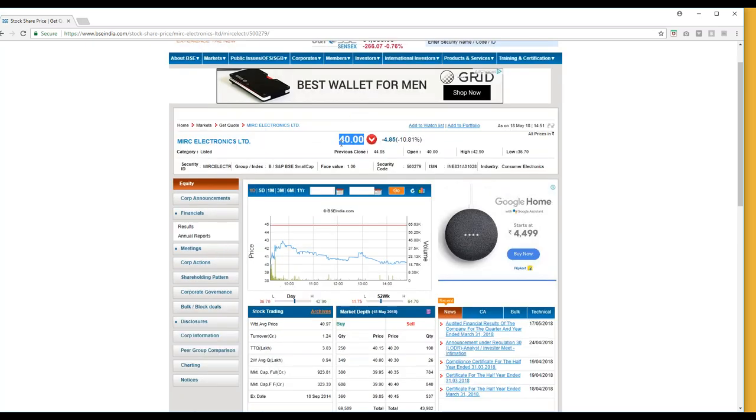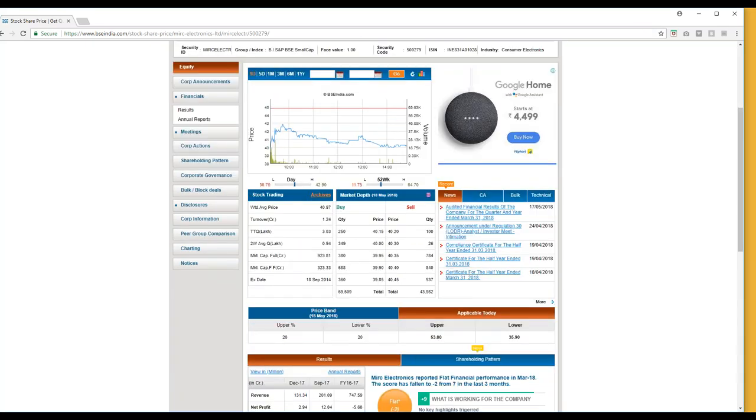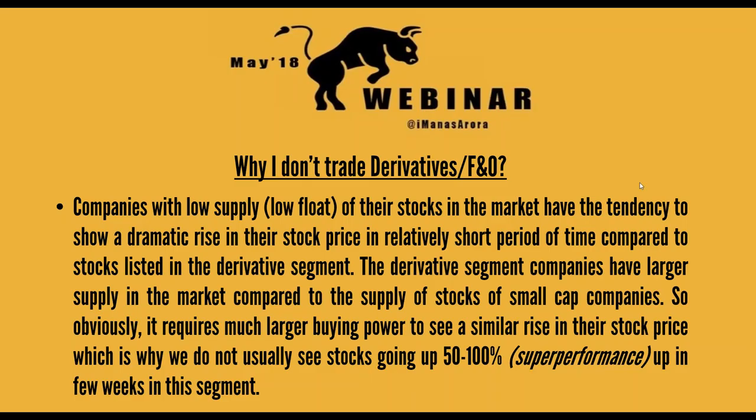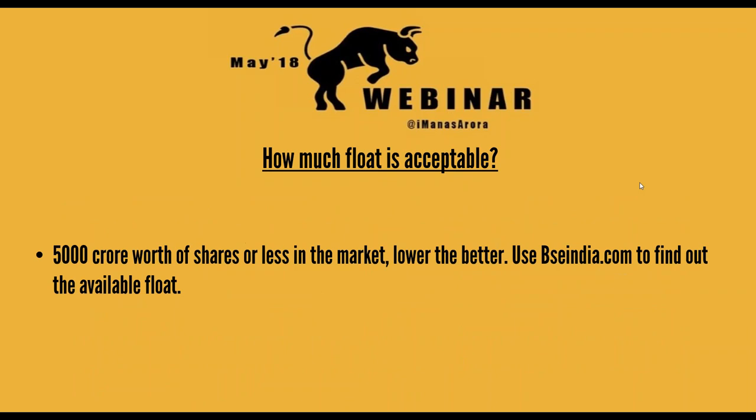This is one trade where I made 100% in just 3 to 4 weeks. So this is one reason why I trade these stocks. So what is an acceptable number? Any company with an available float of about 5,000 crores is tradable, you should trade such stocks. Any lower the better, of course. But don't get stuck on this figure, asking why you took a trade of 8,000 crores or 7,000 crores. This is a fair idea.